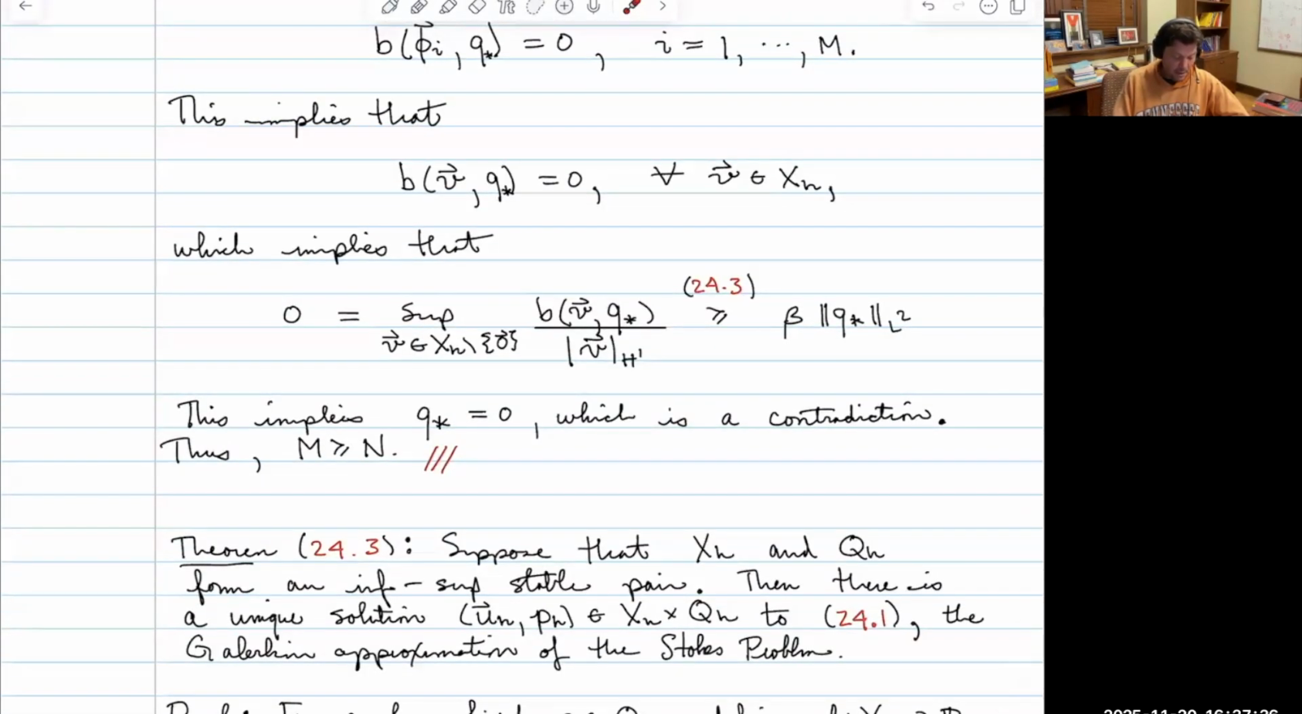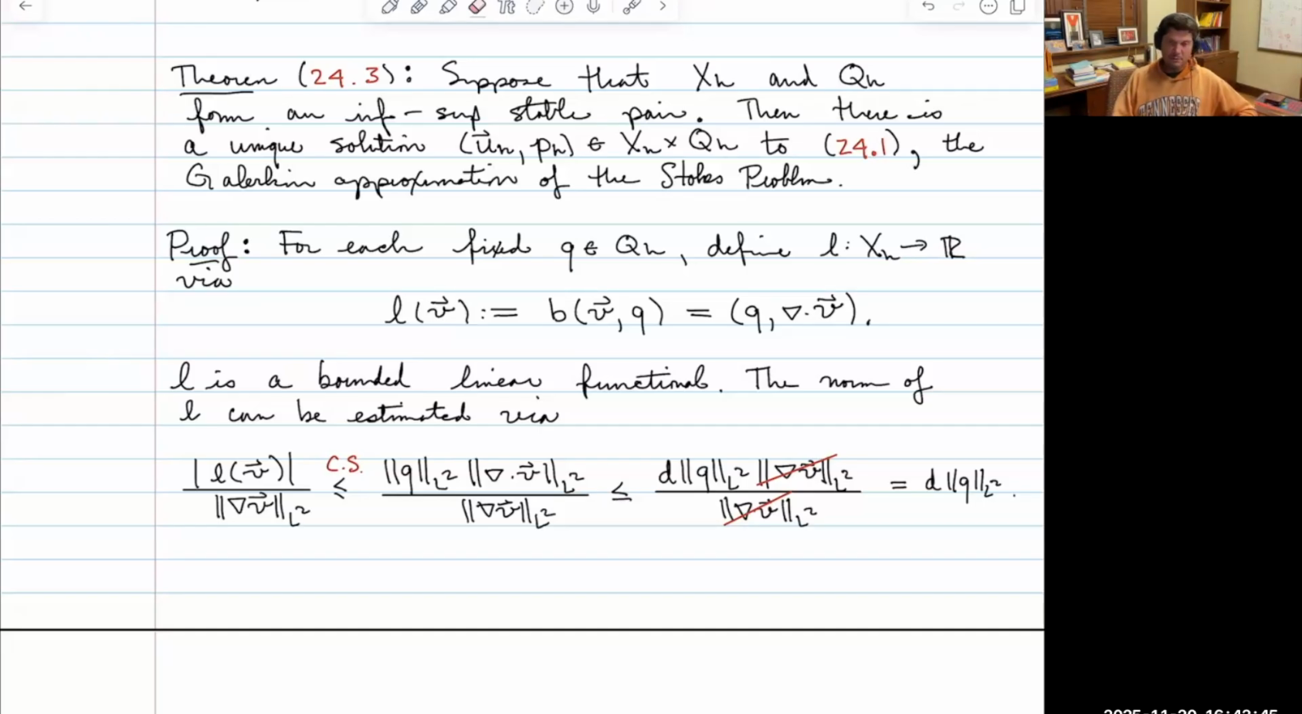What does that mean? Well, the only thing that could have produced this contradiction was our assumption that n was strictly greater than m, the number of columns was strictly bigger than the number of rows for that matrix B. That can't be the case. So it must be that m is greater than or equal to n. This is one of the very simple consequences of the Inf-Sup condition for our problem.